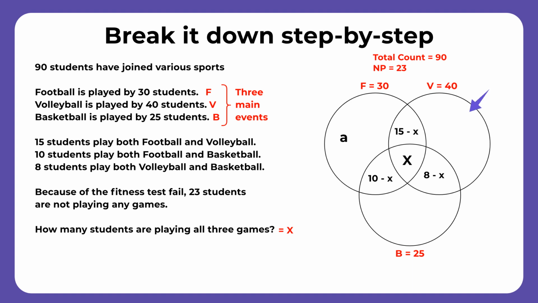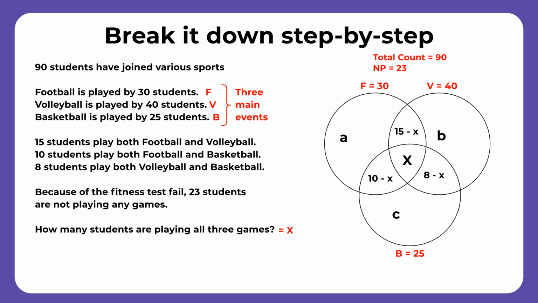Now let's move towards the second circle outer part. That is, students who only play volleyball are 40 students. Let's call this circle B. Now let's move toward the third circle outer part. That is, students who only play basketball are 25 students. Let's call this circle C.